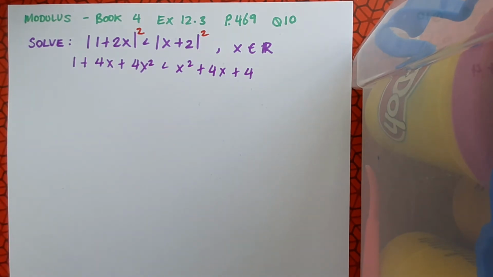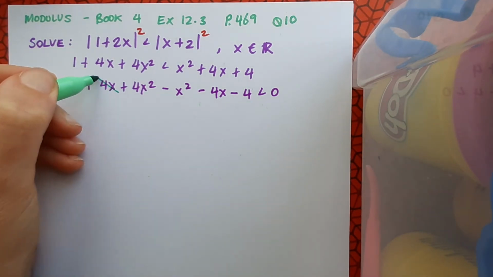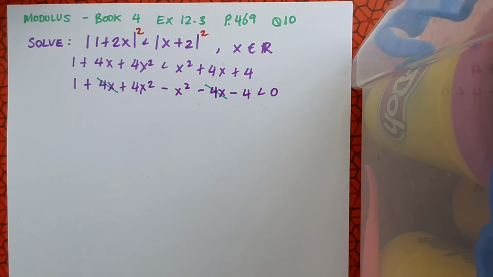And at this stage I want to tidy this up a little bit so that it looks more like a regular quadratic that I can solve. So I'm bringing everything to the left hand side, and I can do a little bit of tidying up then. I can see, for example, that I've got plus 4x minus 4x, so they're gone. And then I end up with 3x squared minus 3 is less than 0.